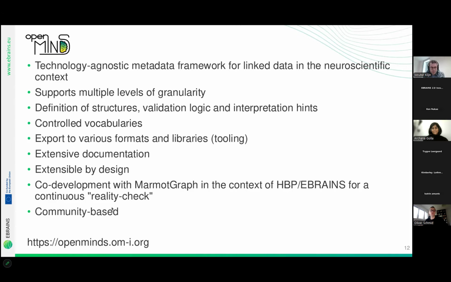I mentioned it before, it's community-based, meaning if you're interested in getting into metadata modeling, which is a very important part of a metadata management system, obviously, and also very important for achieving proper FAIRness and reproducibility, you're more than welcome to participate. You will find all the information right here.